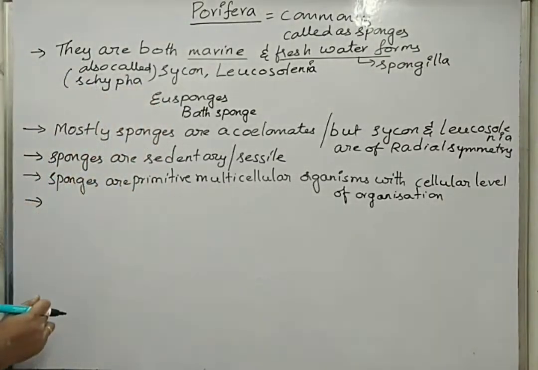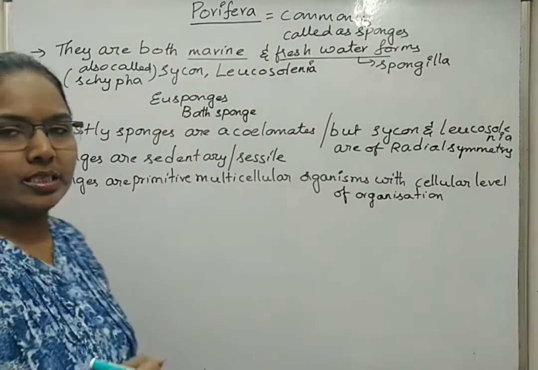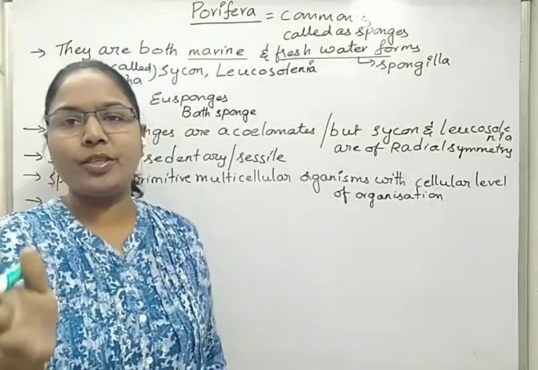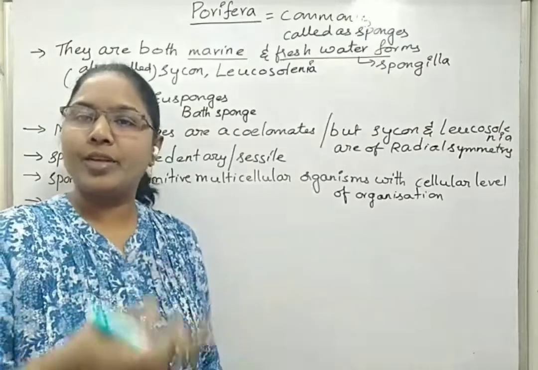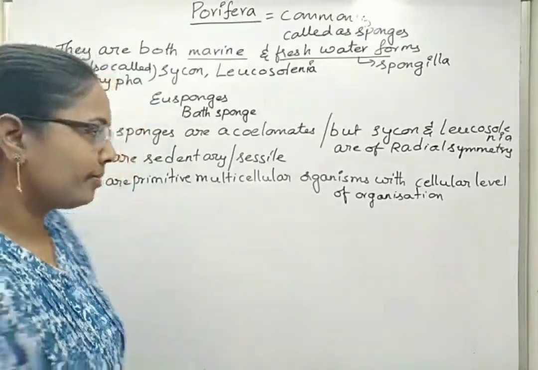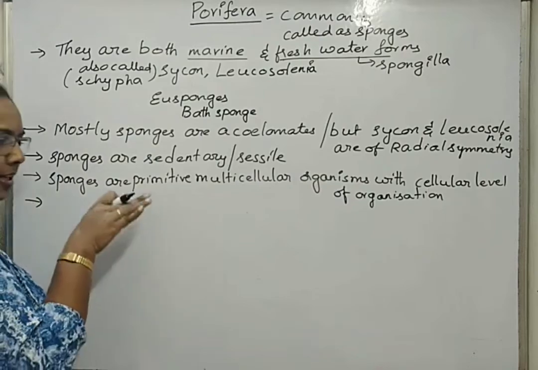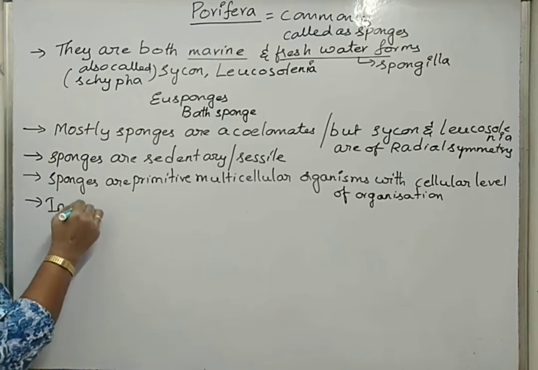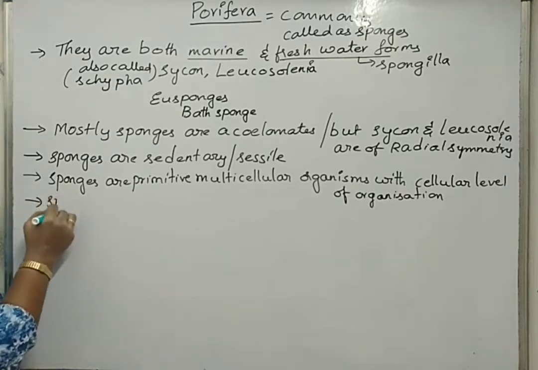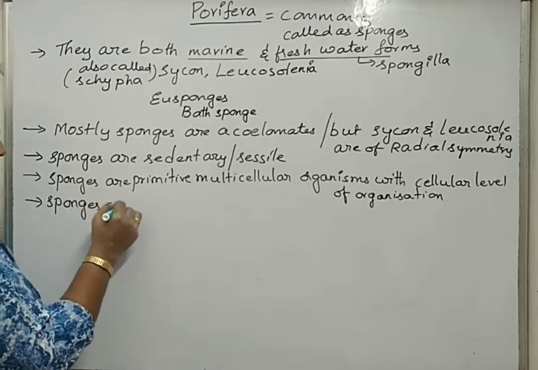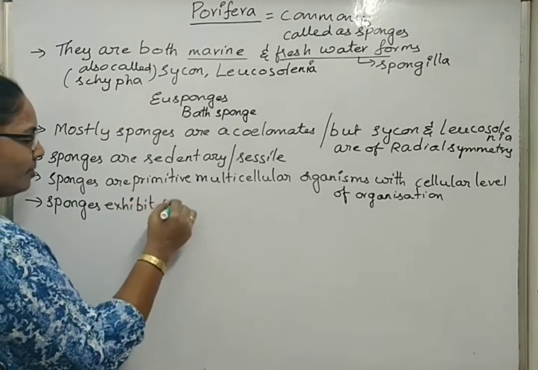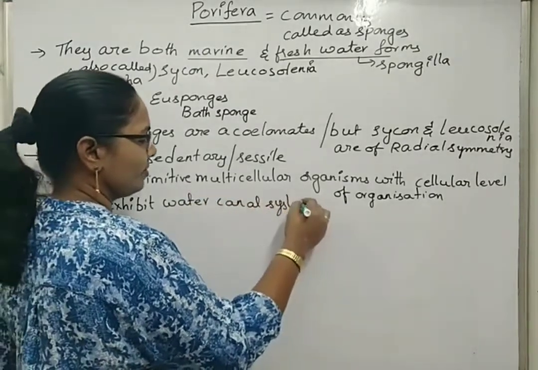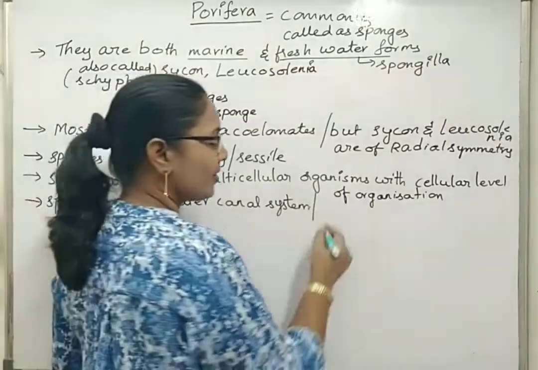Next, sponges have water canal system or water transport system. It means the entry of water into the body is by one way and exit of the used up water from the body is from other opening. We know that meaning of a canal is from one side to other side. In sponges also it is same. So sponges exhibit water canal system, which is also called as water transport system.